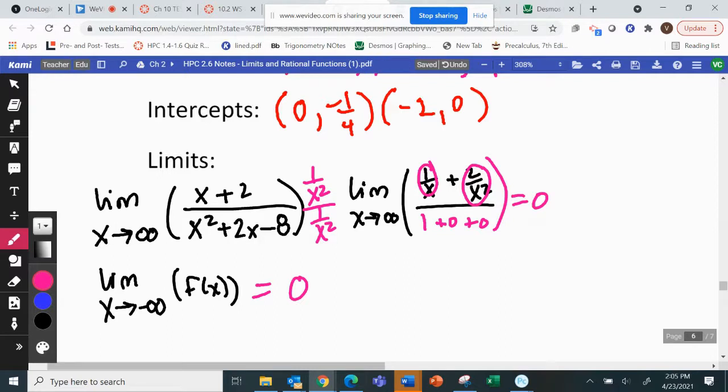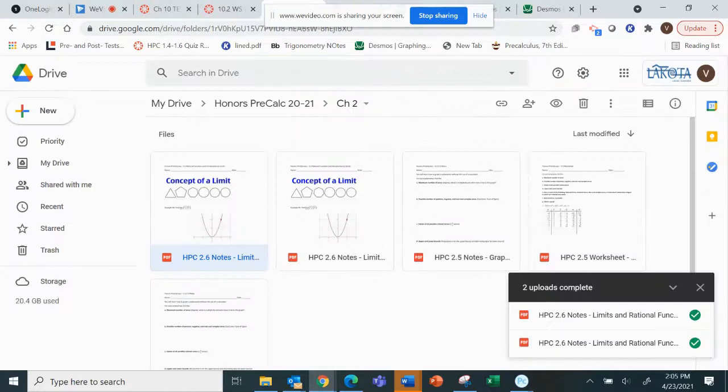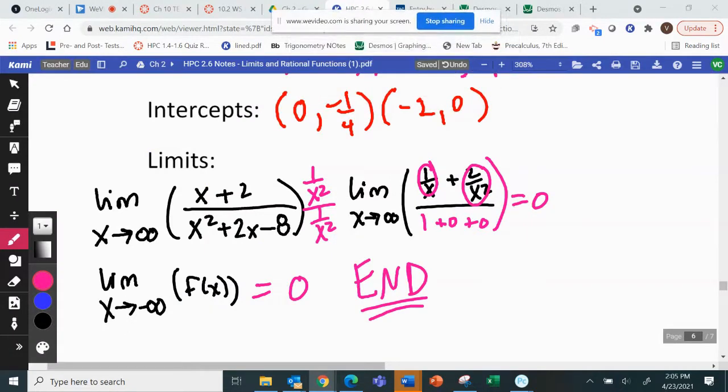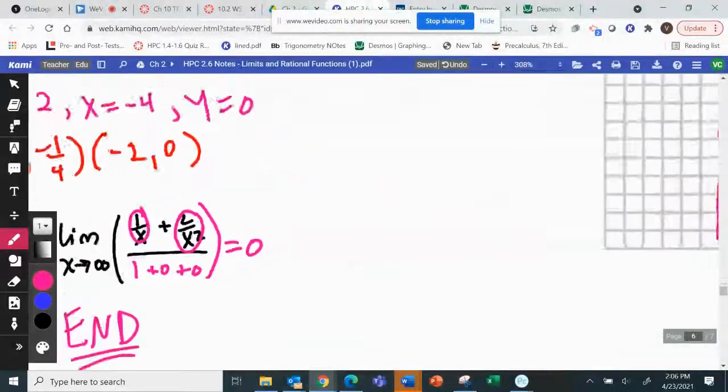So what that is telling me is the very ends of the graph are getting closer and closer to y equals 0. That's telling me the very ends of the graph. This is the end behavior. When we talk about approaching infinity, we're talking about at the end. Okay? Then we'll do the limits for the asymptotes.